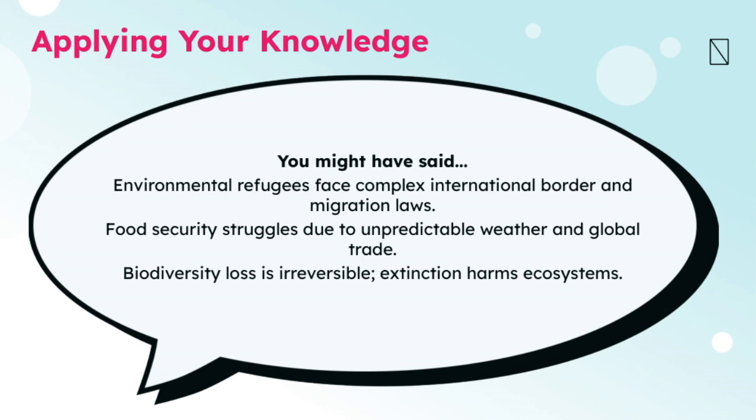The best answers will make a clear judgment. For example, biodiversity loss may be the most difficult consequence to solve because extinction is permanent. Food insecurity and migration can be managed through aid, planning, and international cooperation, although this is challenging. However, once a species disappears, the damage to ecosystems may be irreversible. That answer is strong because it compares consequences and reaches a reasoned conclusion.